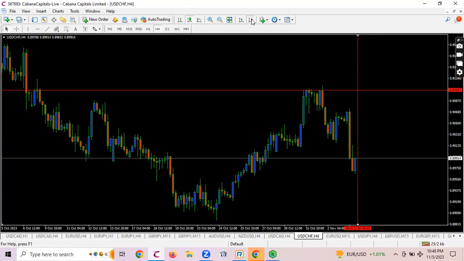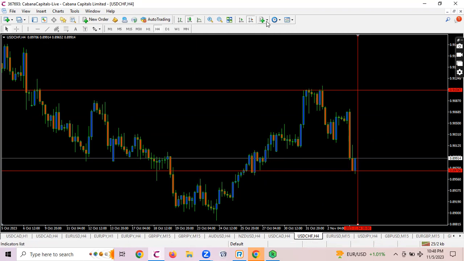So on 4 hour, you see what we have on 4 hour? Can you see this? Can you see this support level? Can you see the rejection from this support level? This tells me USD-CHF is set for buy. It tells me USD-CHF is set for buy.